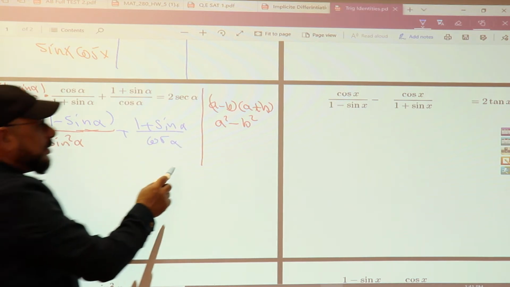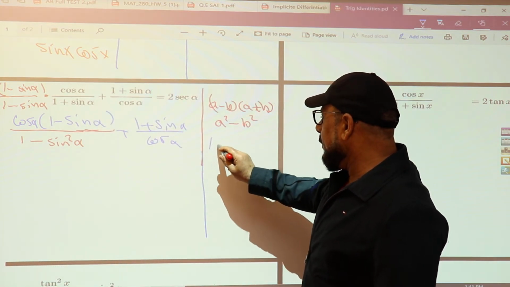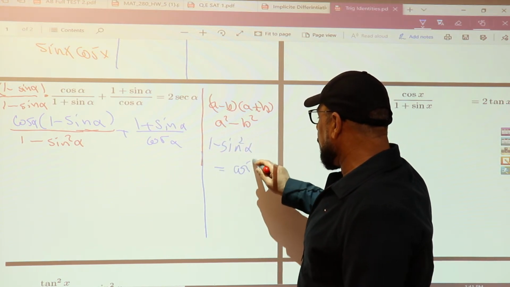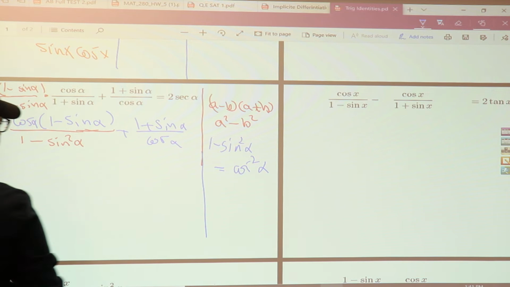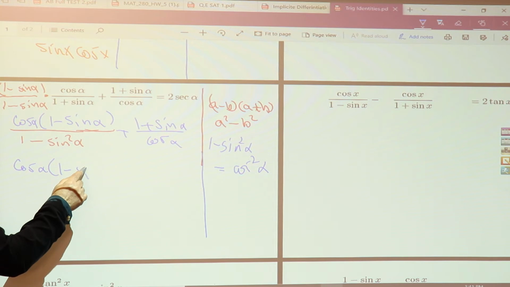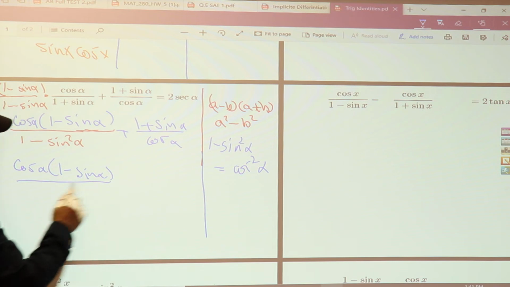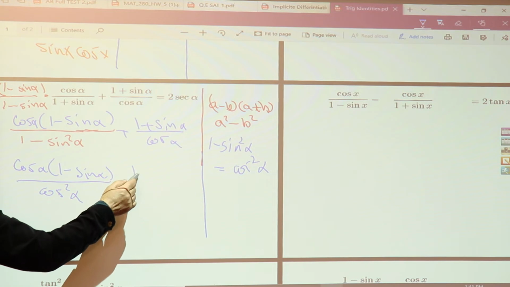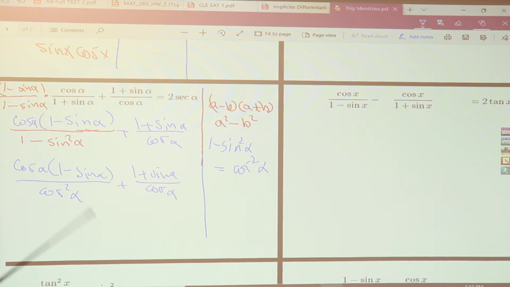What is 1 minus sine squared, Mr. Mike? Mike here is telling me 1 minus sine square alpha equals cosine square alpha. Thank you, Mike. Cosine alpha, 1 minus sine alpha, okay, and 1 minus sine square equals cosine square alpha, plus 1 plus sine alpha over cosine alpha.